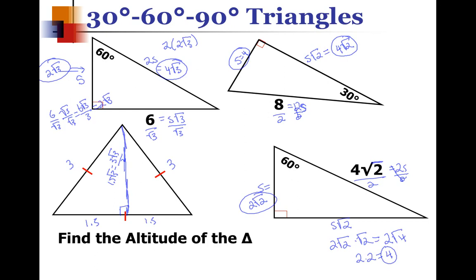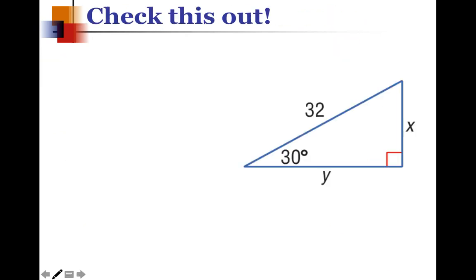Great. So now you've done it. You've learned 45, 45, 90, and 30, 60, 90, which are going to be great as we move forward in this unit. So let's check this out a little bit closer. For this one right here, you have a hypotenuse of 32, and it's 30, 60, 90. So what is x going to be? Half of it, 16. What's y going to be? 16 root 3.